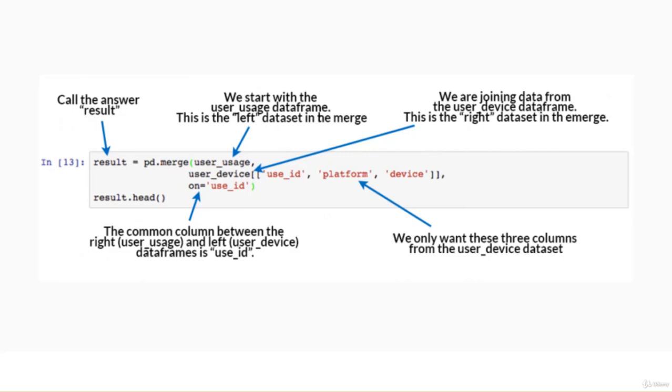So on the left side we have the user usage data frame, on the right we have the user device. Apart from that, we only want to merge 3 columns from the user device. We do not need the other information. We are only concerned about the platform and the device. So that's why we select these columns and merge them along with the user usage data frame.